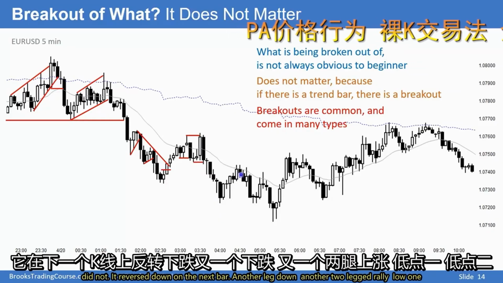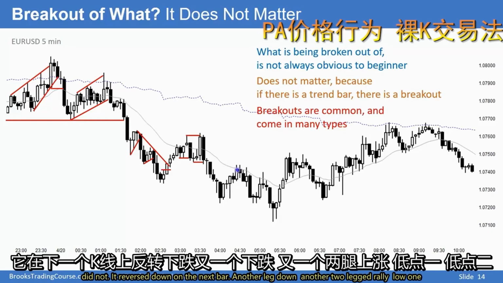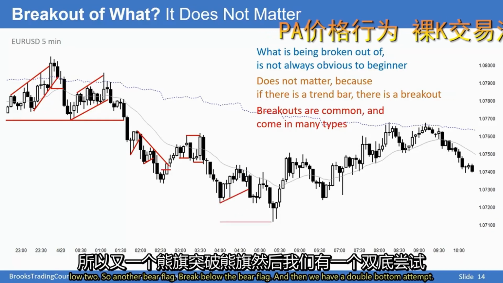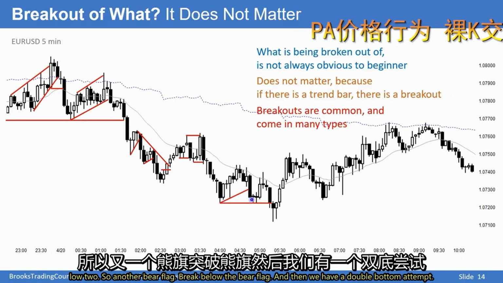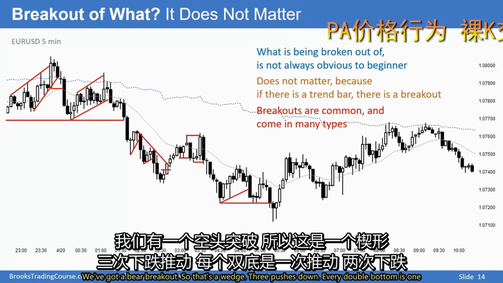Another leg down, another two-legged rally, low 1, low 2, so another bear flag. Break below the bear flag. And then we have a double bottom attempt. We got a bear breakout, so that's a wedge.